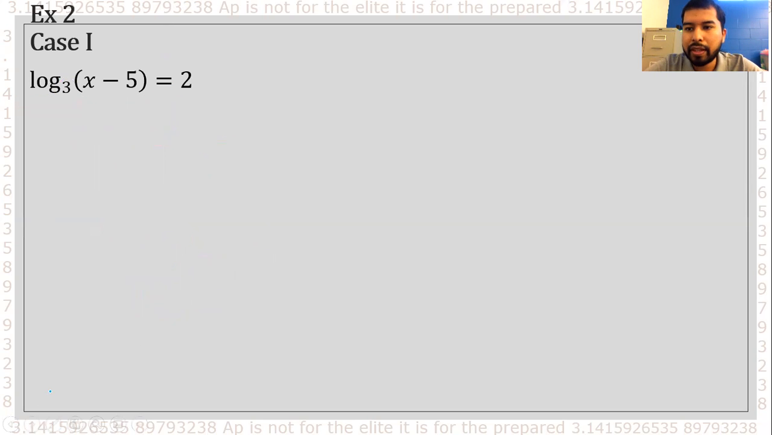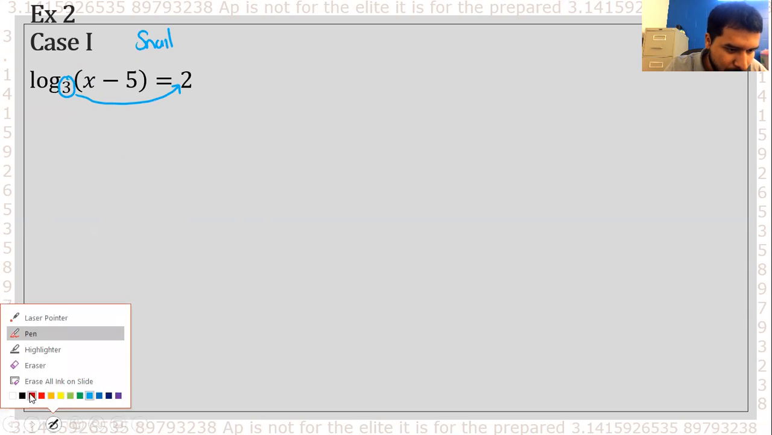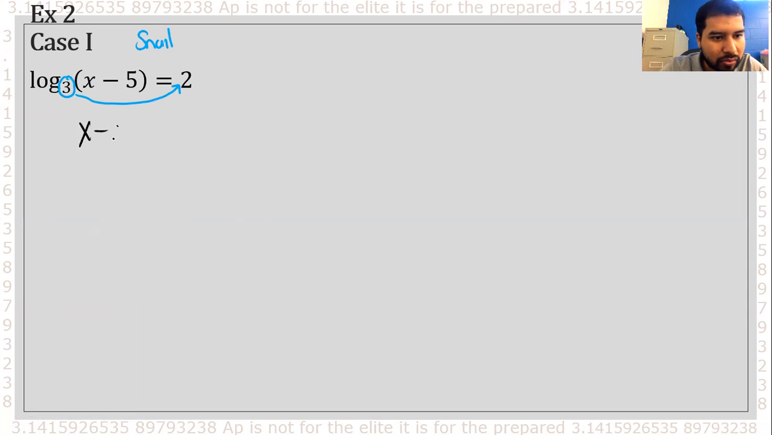So case 2, hopefully this one's a little bit easier. What should be our first step? What should we be doing when we have a log on the left and a number on the right? So hopefully you are thinking about doing the snail method, right? Pretty much converting this log into an exponent. Okay, so the base right here is 3. It goes right here, and it becomes the base of the exponent of 2. So the new equation I'm trying to solve is x minus 5 is equal to 3 to the second.